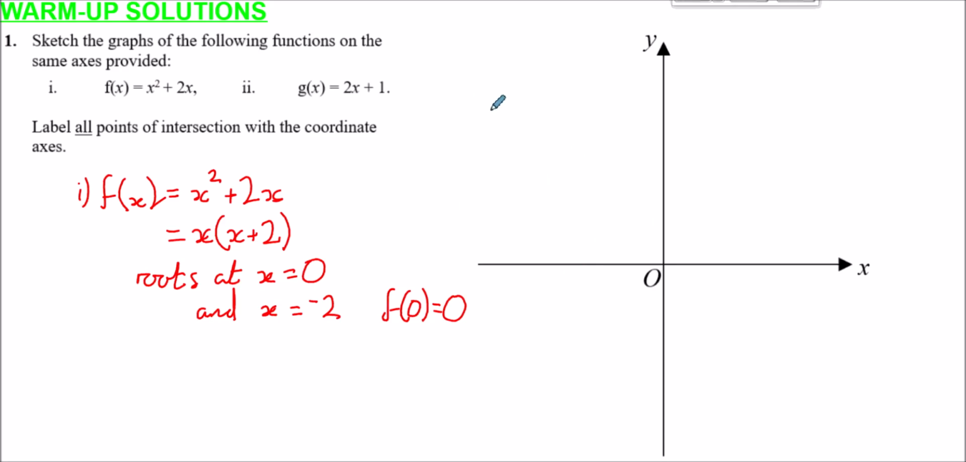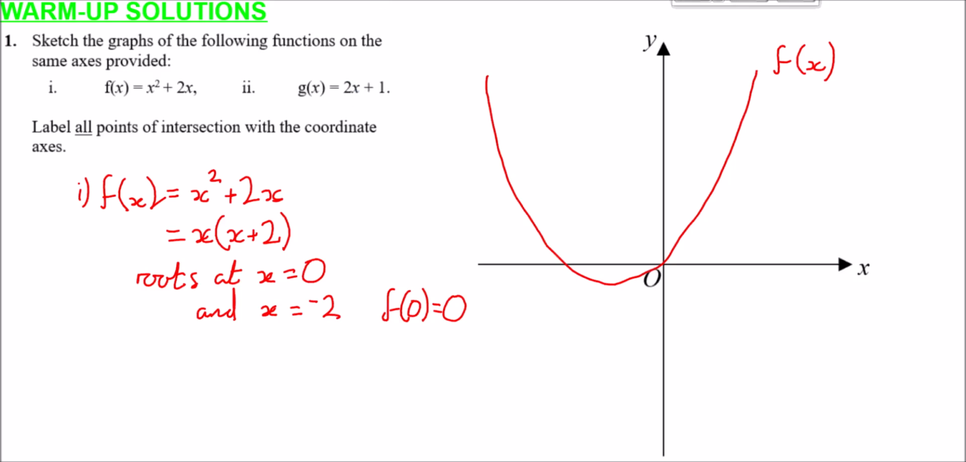So here we go. Down and up through zero. Like that. So that's our sketch for f of x. Now, fortunately for me, g of x is a straight line, so I don't need to worry so much about sketching this one, because it's much simpler to sketch.